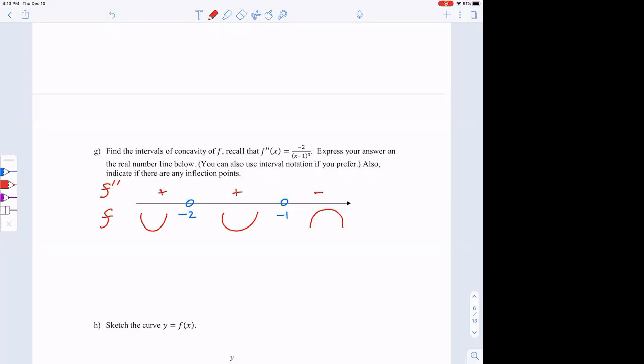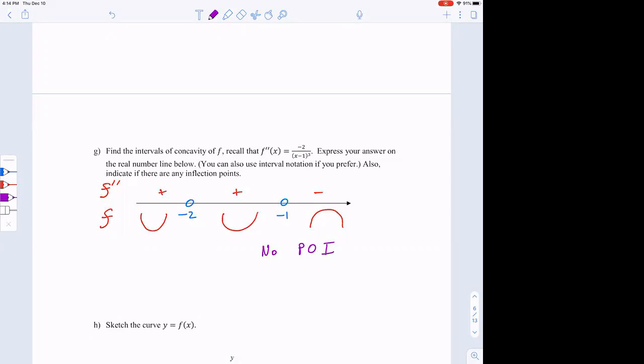So in terms of points of inflection, this point here was an asymptote, so that's not a point of inflection. And this was a hole, so that's not a point of inflection either. So there are no points of inflection for this particular curve. So let's just write this down. No points of inflection.